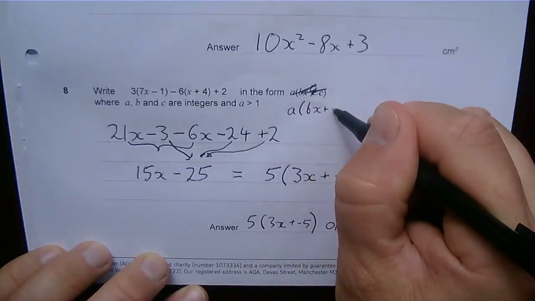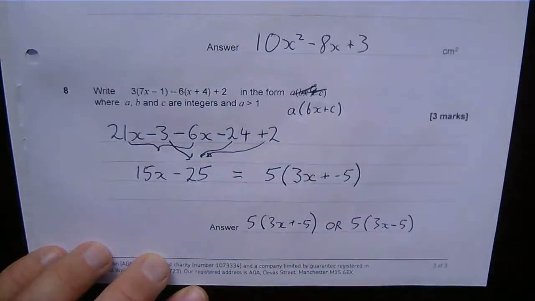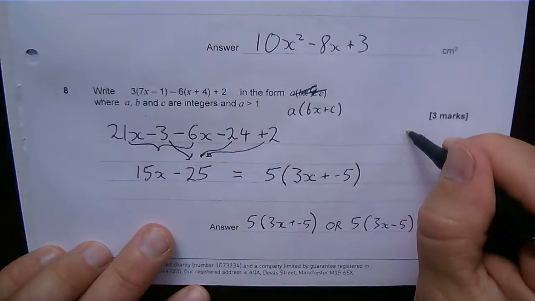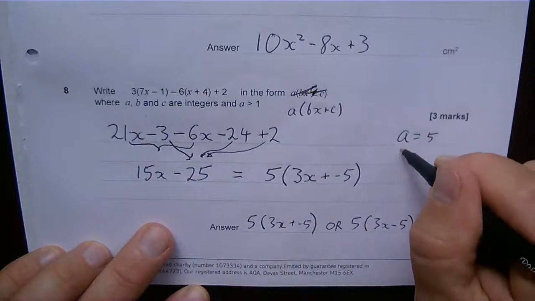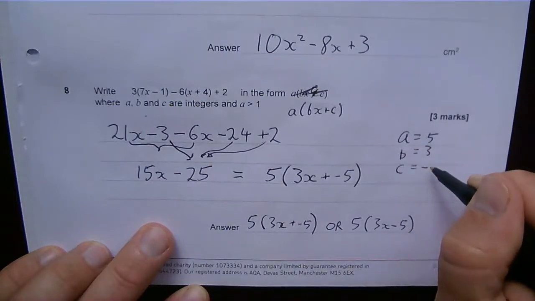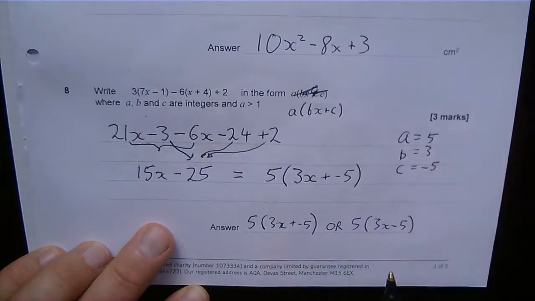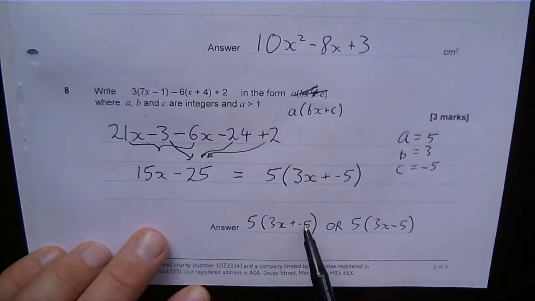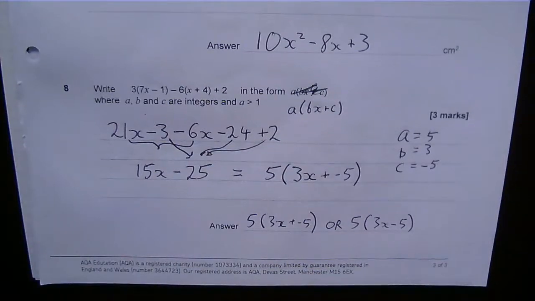Now it's also quite common that they could write it here with the plus bit, so a bx plus c. That was the original thing that was in the question, and then ask you what a, b, and c would be. And I would say a is 5, b is 3, and c is minus 5. And that then would work, and you see that you'd have to say that it would be plus minus 5, and that I would more typically see in the exam.